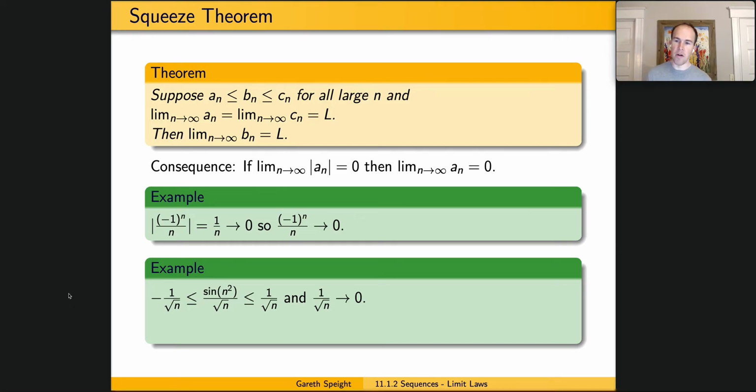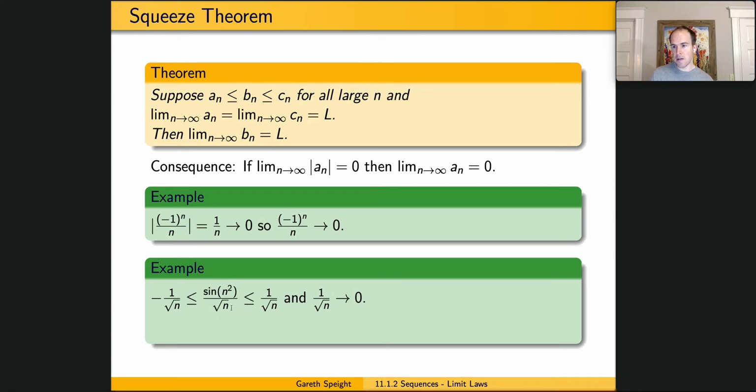Okay, maybe a more interesting application of the squeeze theorem is if we look at things with sine inside. Sine of anything is always between minus 1 and 1. So if we look at sine of n² divided by the square root of n, since sine of n² is less than or equal to 1, sine of n² divided by the square root of n is less than or equal to 1 over the square root of n.